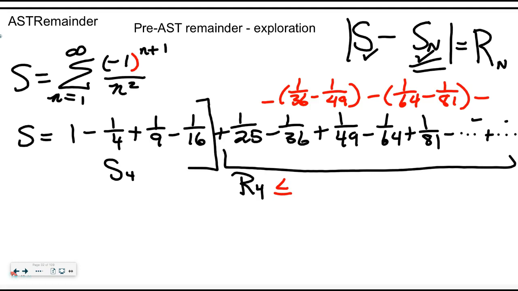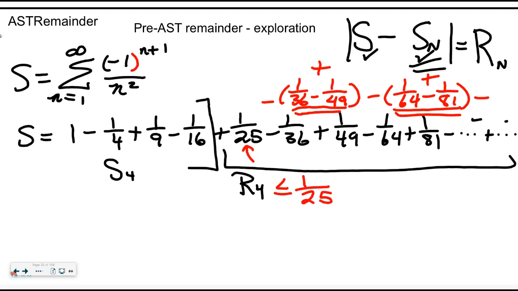Now watch. This should make sense. Is this piece right here positive or negative? Positive. Is this piece I'm subtracting positive or negative? And all the way on out, I'll keep subtracting stuff from 1/25. Does that make sense? So do you see how this guy right here is actually a really safe upper bound, because I'm actually going to be subtracting on out to infinity.